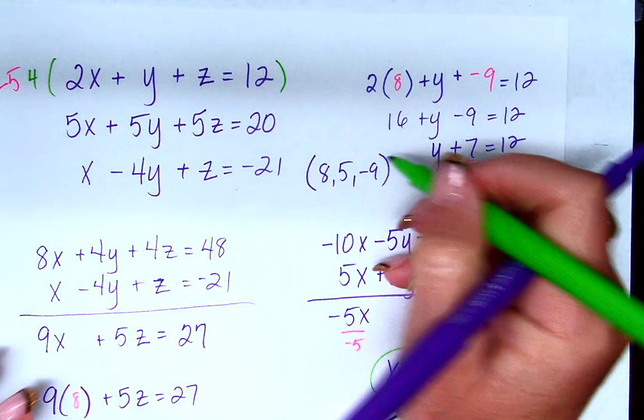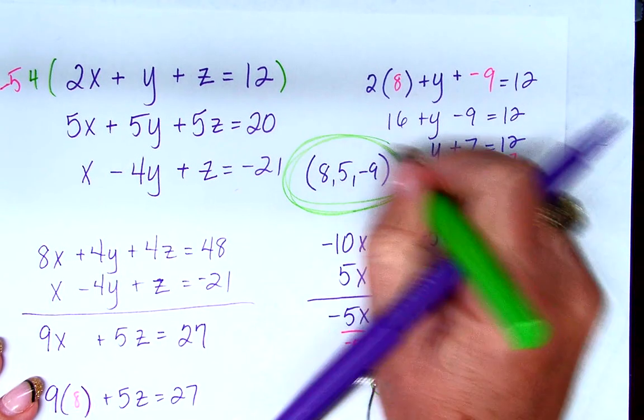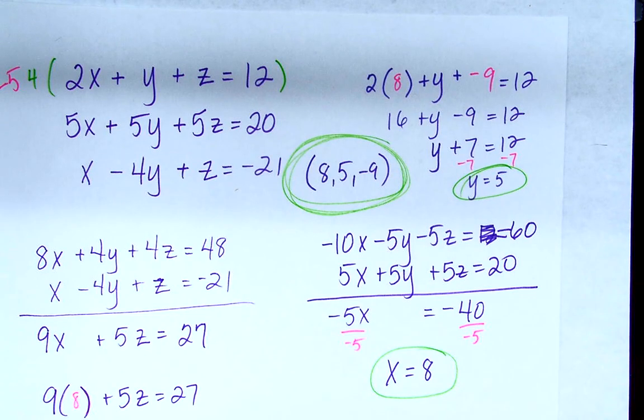And that's called a what? Ordered triple. Questions? Do you have any questions about this problem?